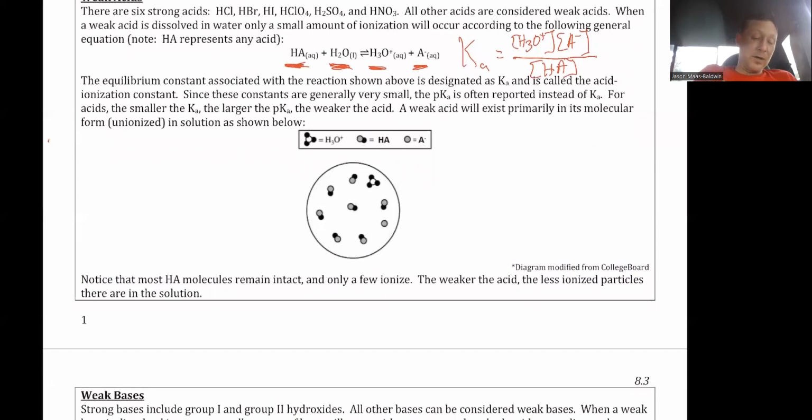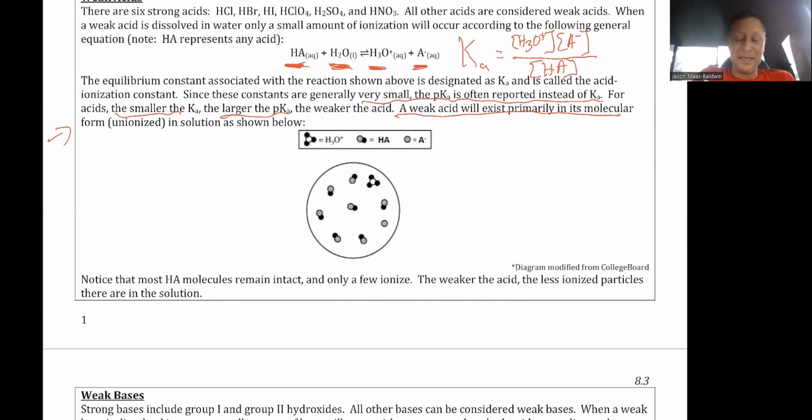Okay, so we call that the Ka. And since these constants are generally very small, the pKa is often reported instead of the Ka. For acids, the smaller the Ka, the larger the pKa, the weaker the acid. So small Ka, large pKa, the weaker the acid. A weak acid will exist primarily in its molecular form. That means the form that is undissociated in solution.